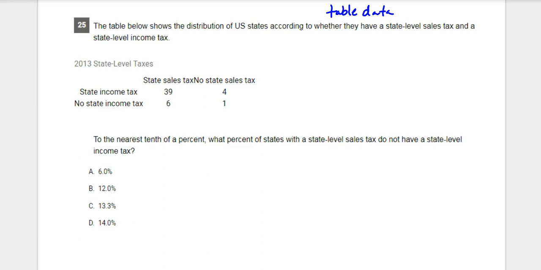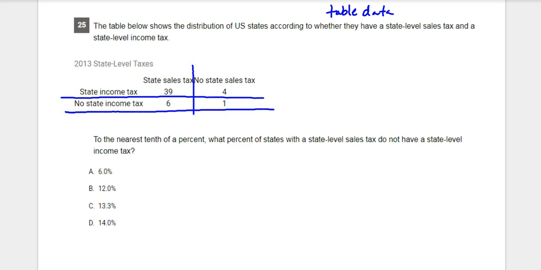Now this one's going to look a little bit different than on your test, so I'm going to again break this up into a little chart. But I'm sure on your actual test it was probably drawn more like a regular table. And kind of have these numbers here. All right, so 2013 state taxes.